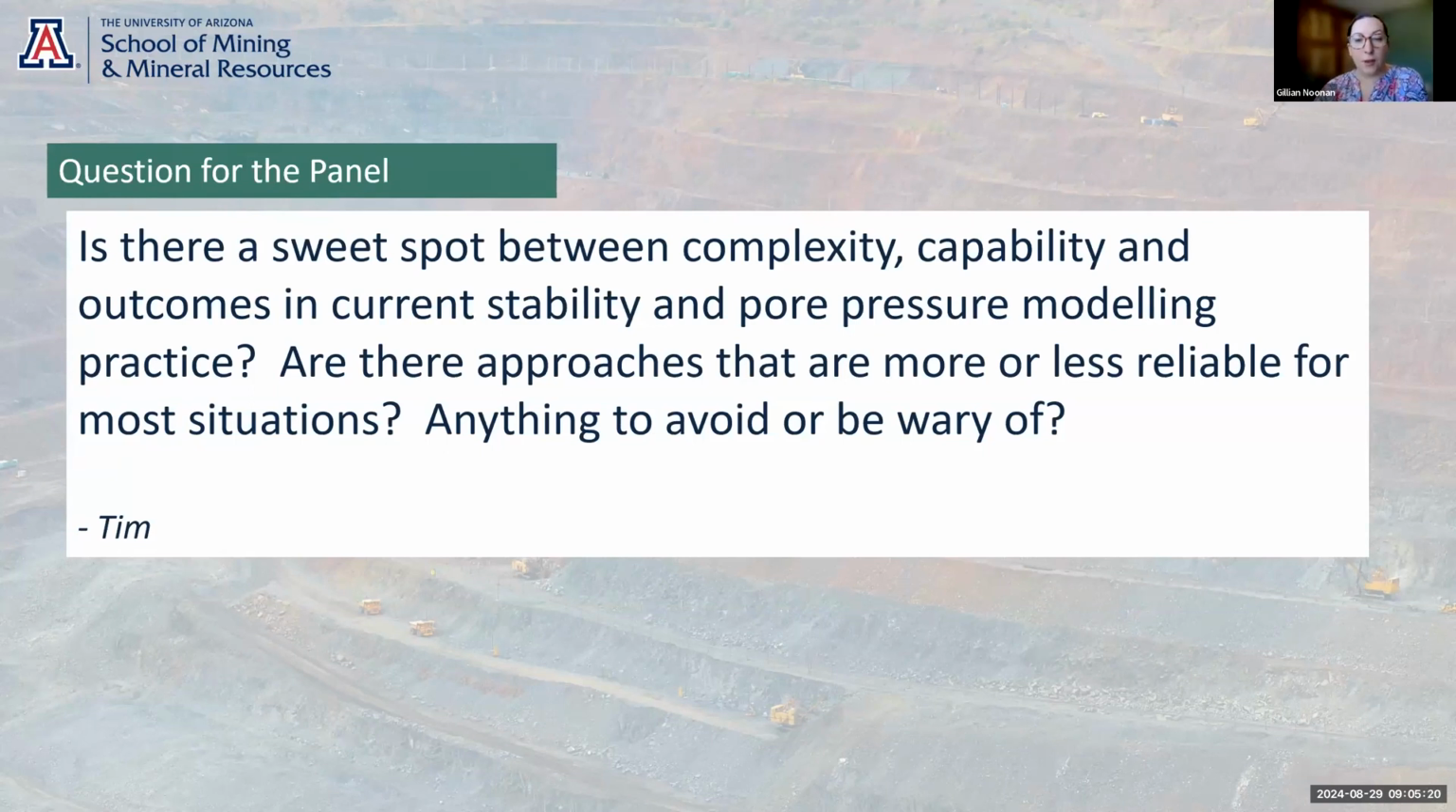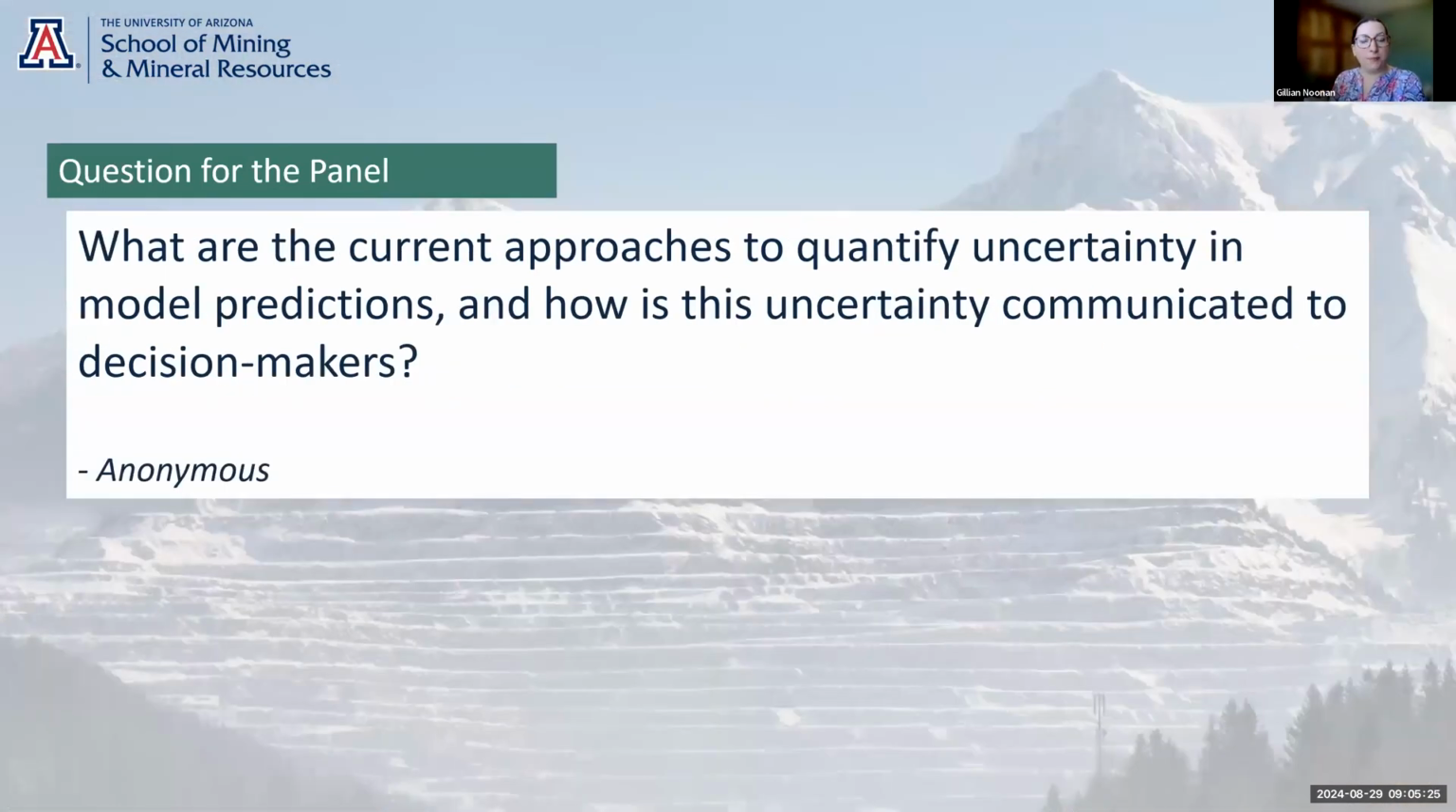Good. All right, I'm going to pull up another question from our live group today that sort of flows well with the current conversation that we've been having. So what are the current approaches to quantify uncertainty in model predictions? And how is this uncertainty communicated to decision makers? And I might also include in that, Jeff Gill mentioned that regulators often use these models. So how do you quantify and communicate that uncertainty that is present in your models?